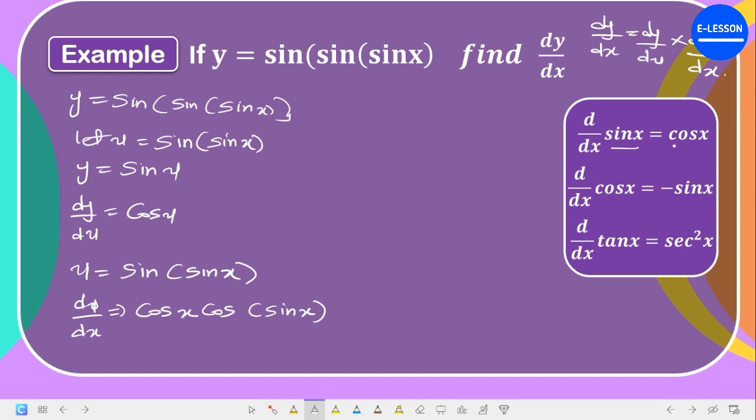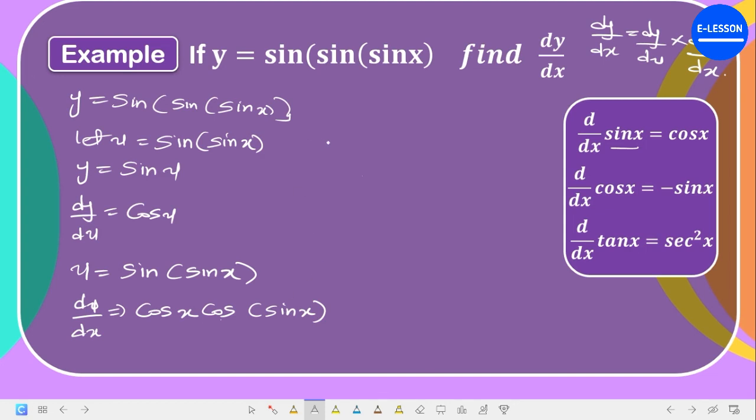Differentiating sine x gives us cos x. Then you differentiate the sine, which is outside the bracket, to give us cos. Then write the sine x again. Let me take it again. Differentiate what is in the bracket to give us cos x. Differentiate the sine outside to give us cos. Then write what is in the bracket again.